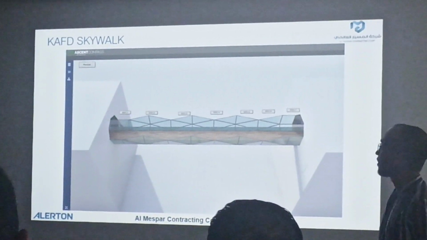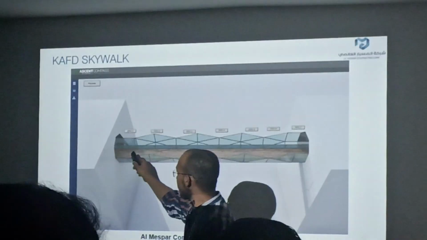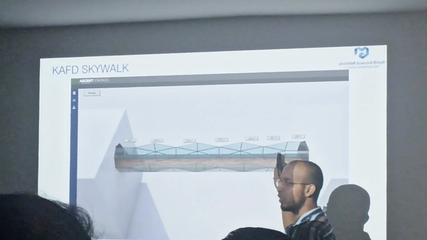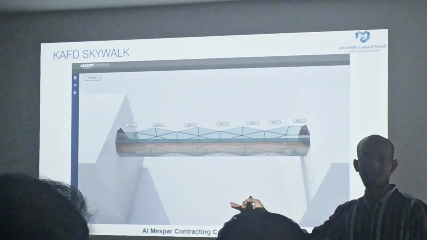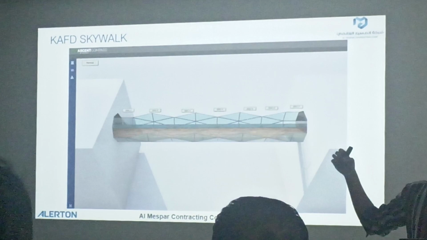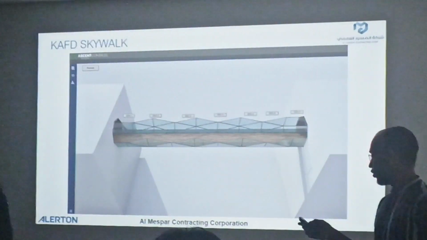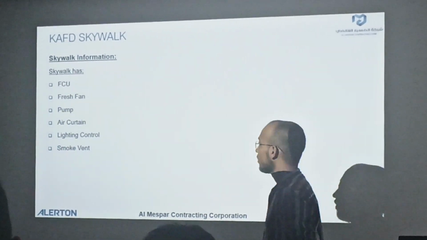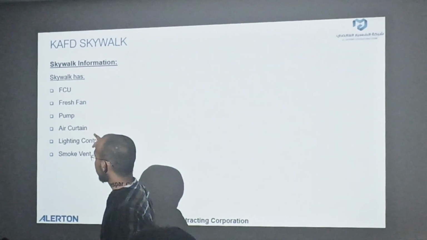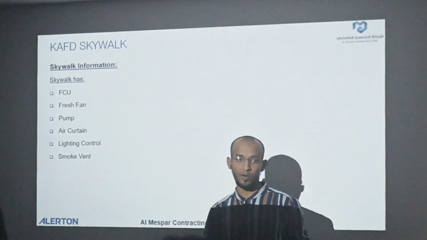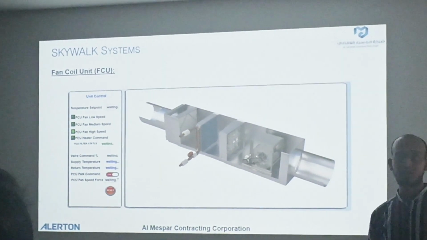As you can see in my first slide, when you go to the operating mode, you will see the first page of the skywalk related to the respective skywalk. Some may have 3 DDC, some may have 6, 7, 8, depending on the length of the skywalk. Once you go further, you will see these kinds of equipment: FCUs, pressure fans, pumps, air curtain, lighting, and smoke vent. Okay, let's go to fan coil unit, FCU.